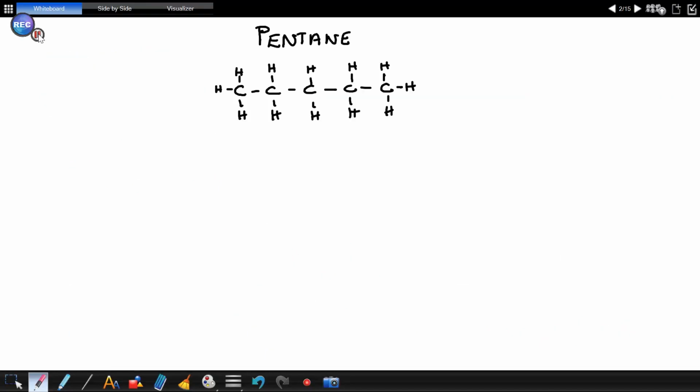While we're waiting for Nalo to build that molecule, what is the condensed structural formula for pentane? CH3, CH2, CH2, CH2, CH3, the longer one.